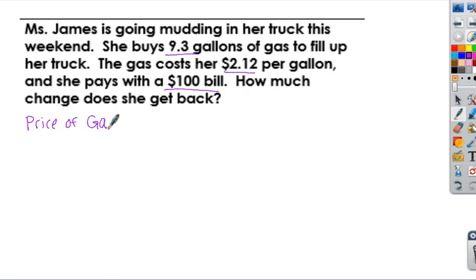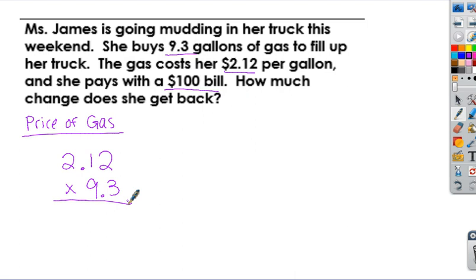Well, how much money does she owe the person at the gas station first? Well, I know that it's $2.12 for every gallon. She's going to spend more than $2.12 because she's buying more than 1 gallon of gas. That's a multiplication problem. $2.12 times 9.3.